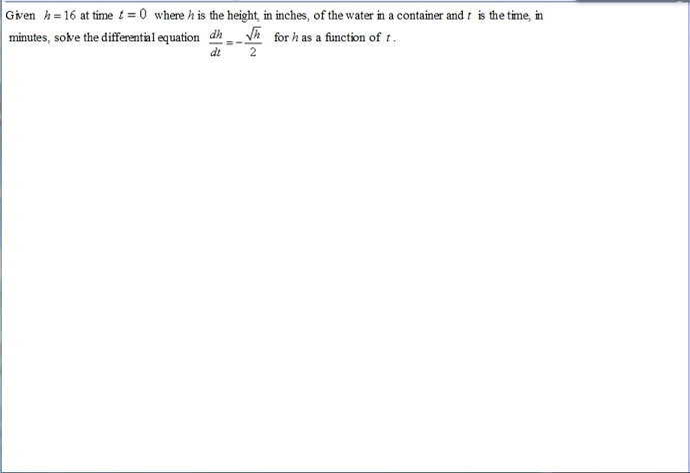So it says given h equals 16 at time 0, where h is the height in inches of the water in a container, and t is the time in minutes, solve this differential equation for h as a function of t. So again, notice what we're solving for is the variable on the numerator, h. So the first thing we need to do is separate the variables. In this case, our variables are h and t.